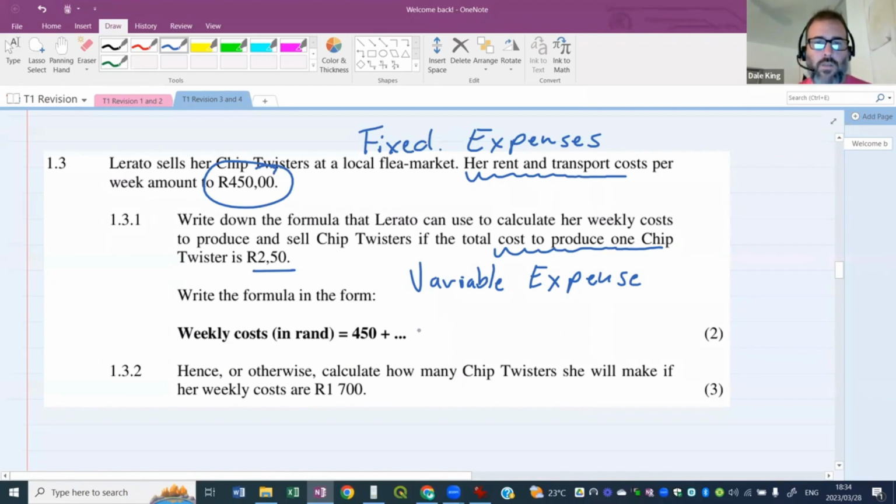How is she going to work out the variable cost or the variable expense? What calculation can we do?